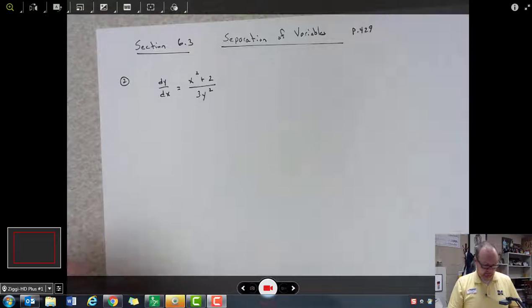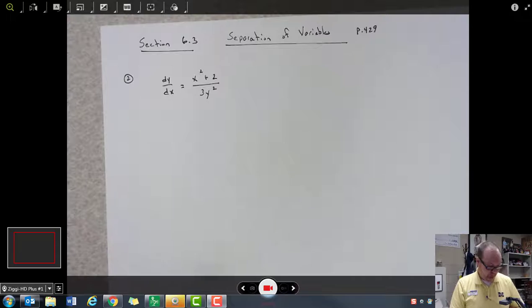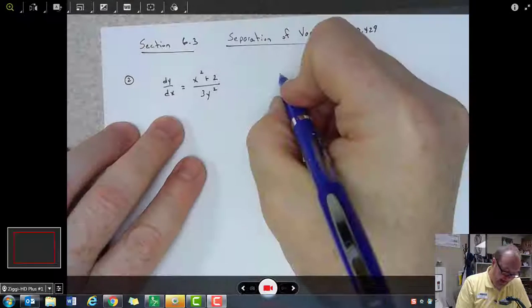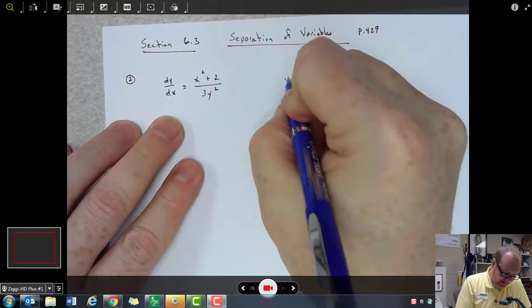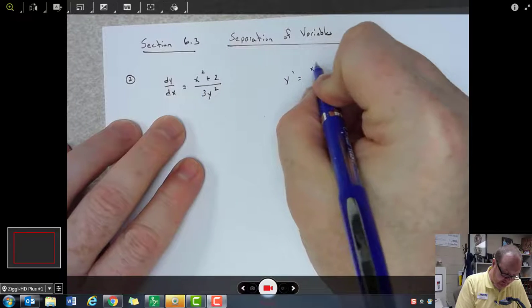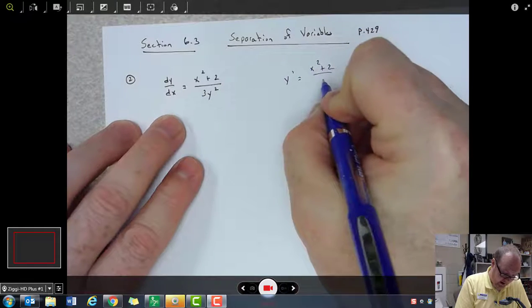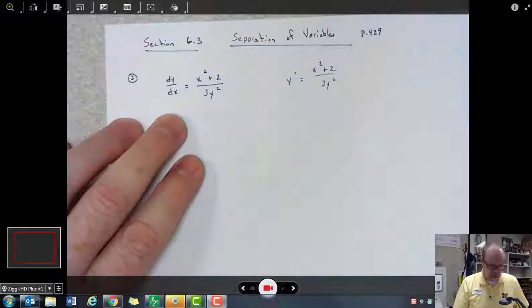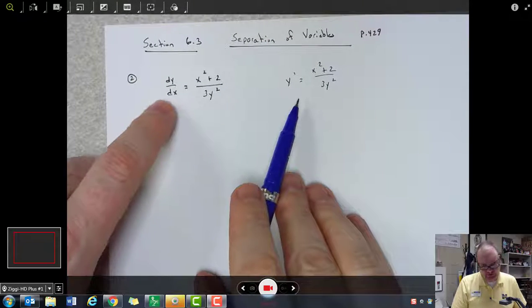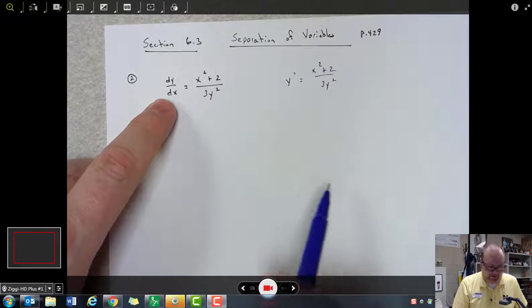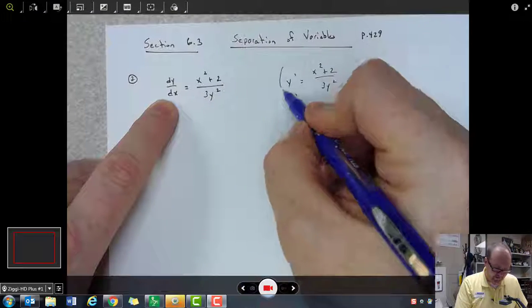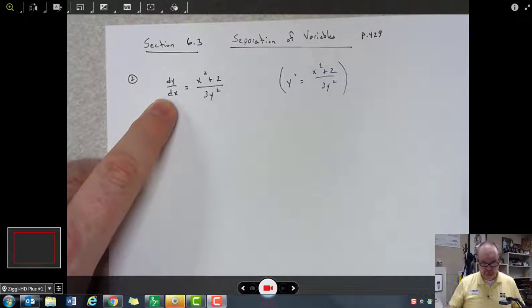So here's a differential equation on page 429, problem number 2. And just so you know, that dy dx business, remember that's another way to write y prime. So you may see either notation, but this notation is going to be more helpful to me today. I'm just going to put that in parentheses to the side.